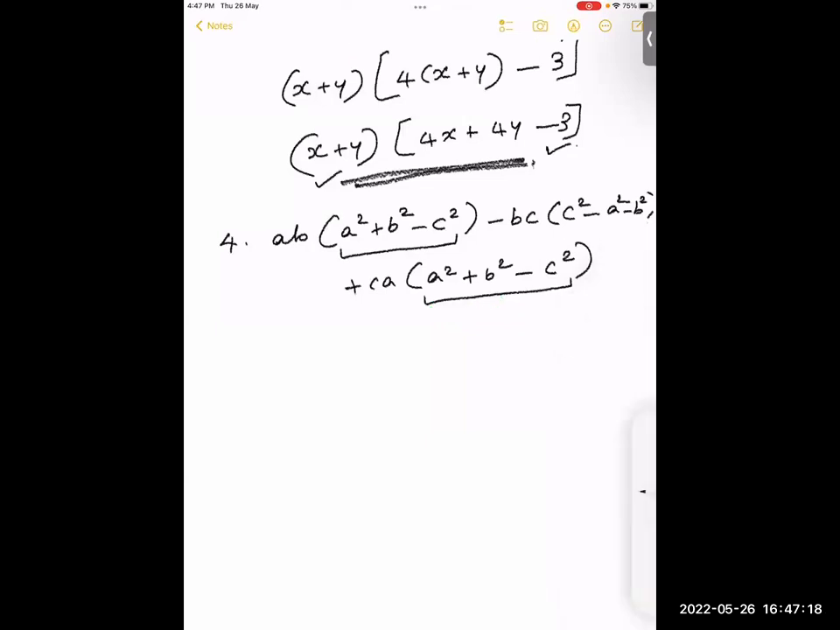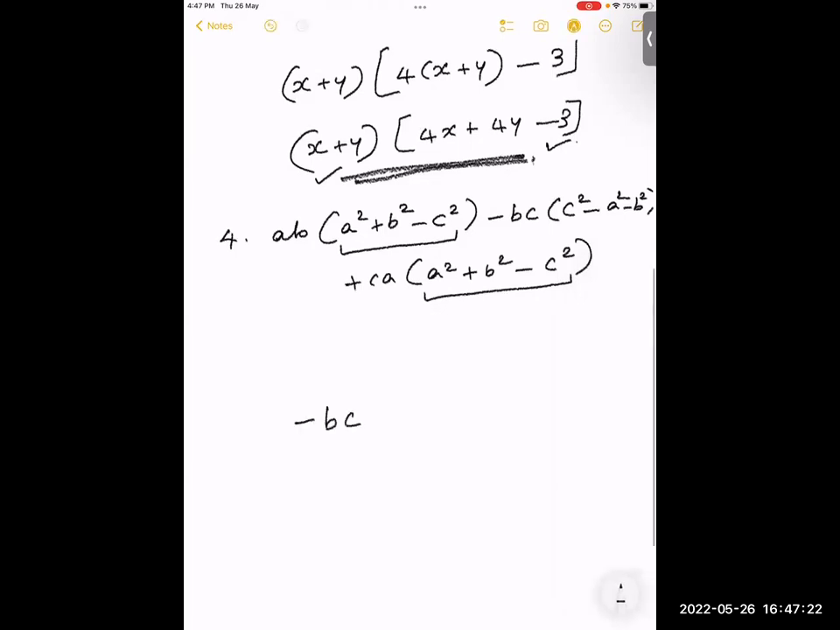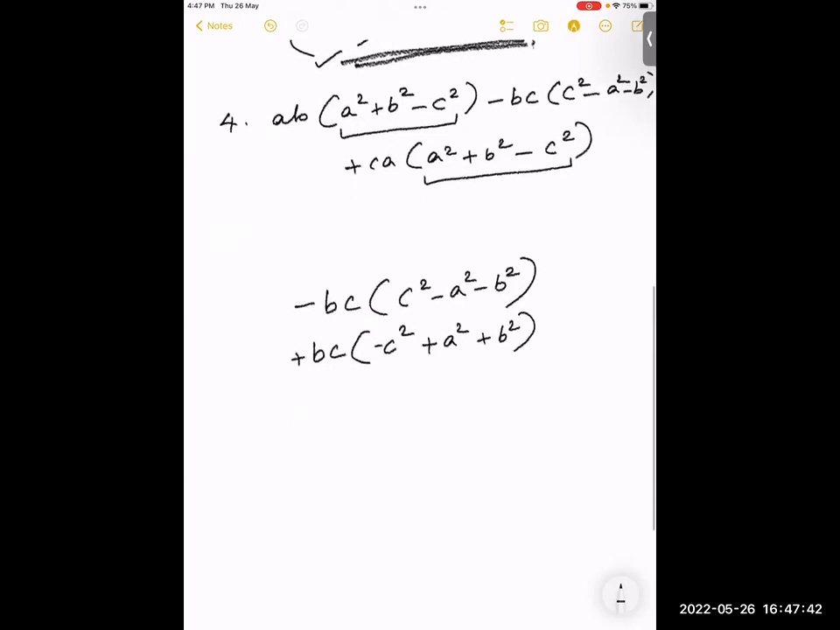Okay, so what I'm going to do here is from the second term, BC into C square minus A square minus B square is my second term. Either I take that minus term and multiply with each of them. That will make BC plus BC, and inside it will become minus C square plus A square plus B square. That is one way of doing it.